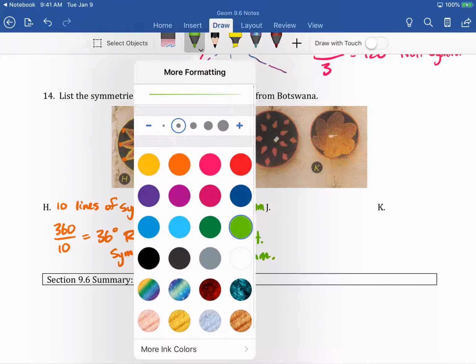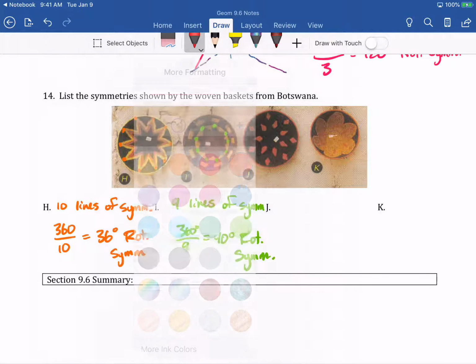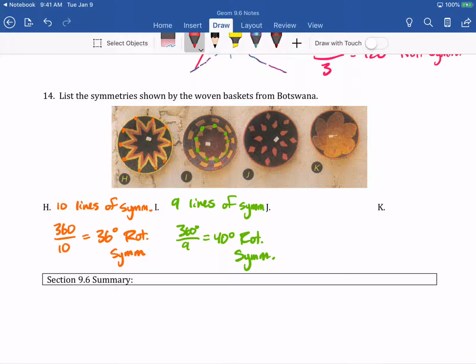All right, let's plug right along here. This next basket, let's look at the points it has. 1, 2, 3, 4, 5, 6, 7. So it has 7 points, meaning it's got 7 lines of symmetry. And if you take 360 degrees and divide by 7, you get about 51.4 degrees for the rotational symmetry.